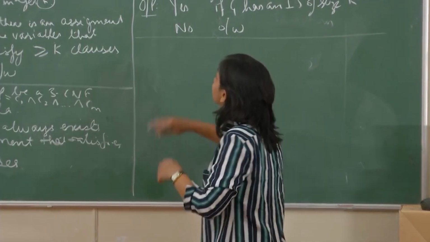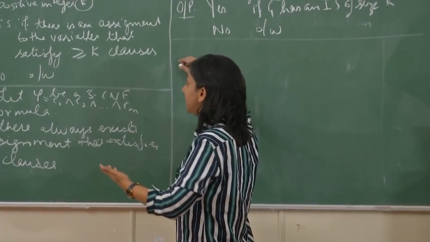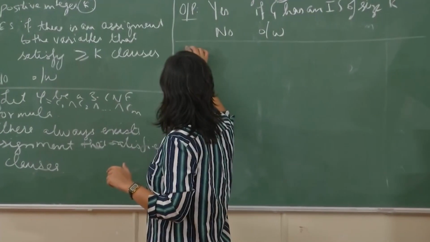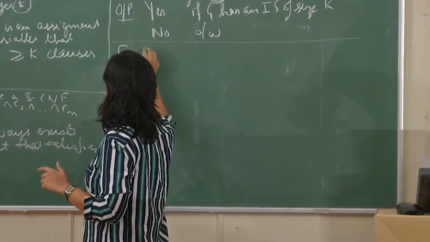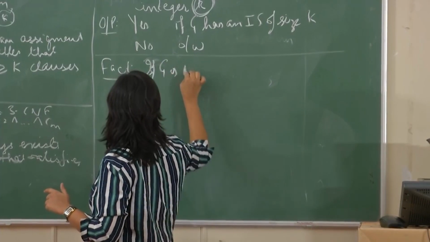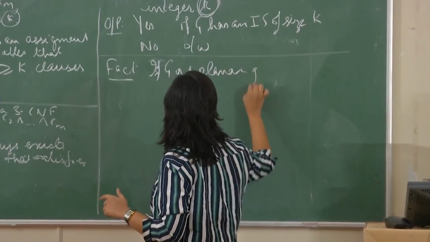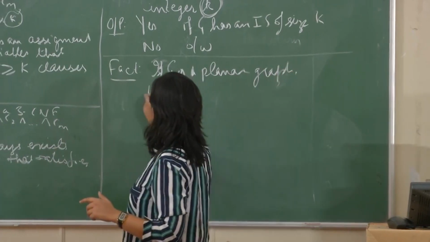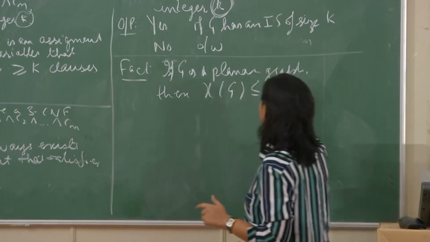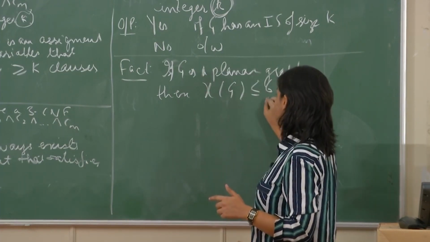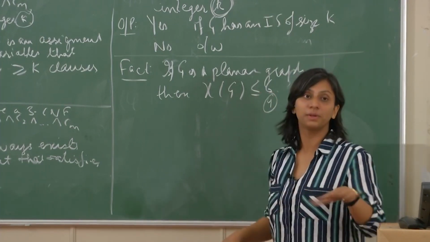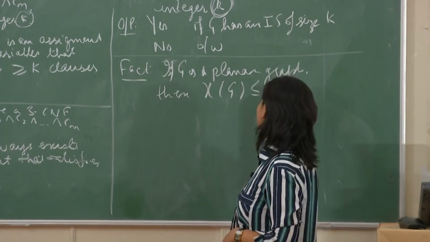Let me briefly tell you the proof of this also, probably later. So this is a fact: if G is a planar graph, then the chromatic number of G is at most 6. Actually, it's at most 4, but the proof of that is non-trivial. The proof of 6 is what you can see easily. So it doesn't matter which we choose.